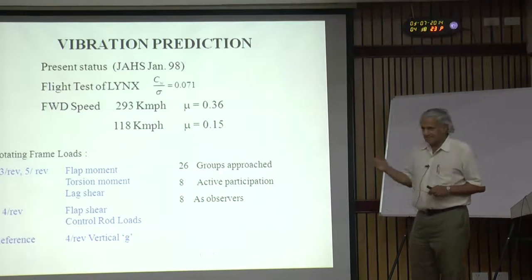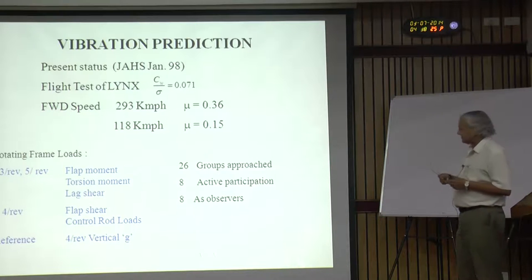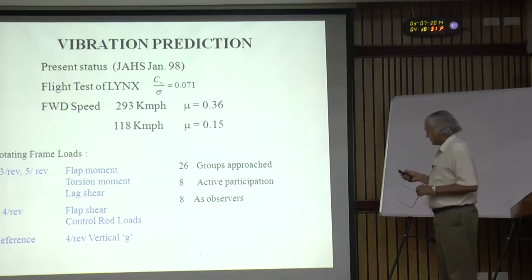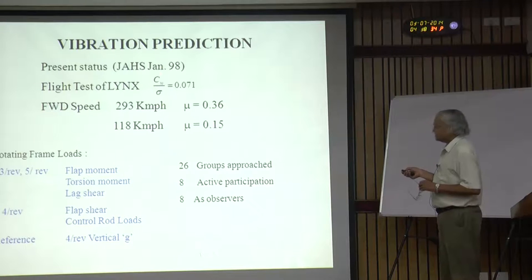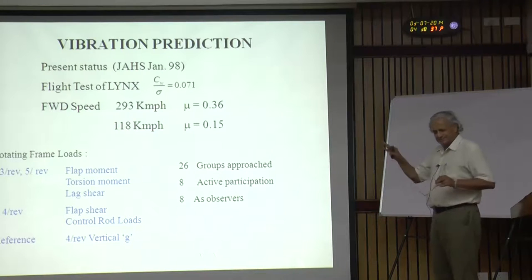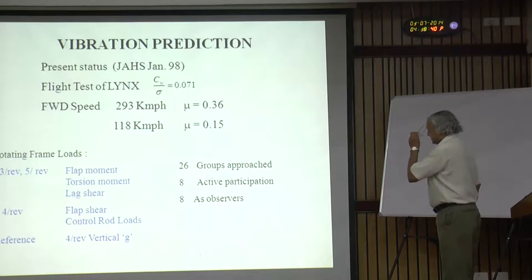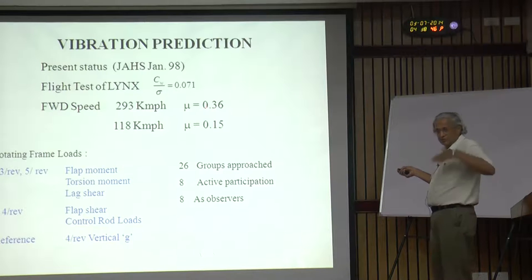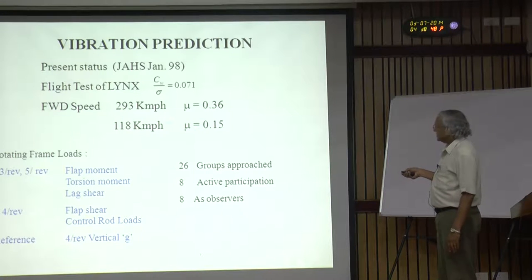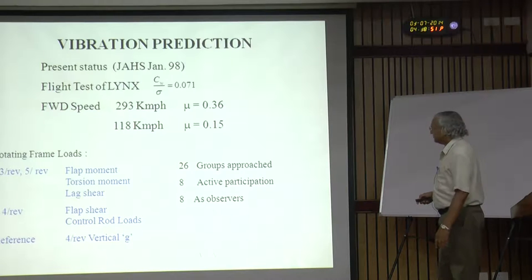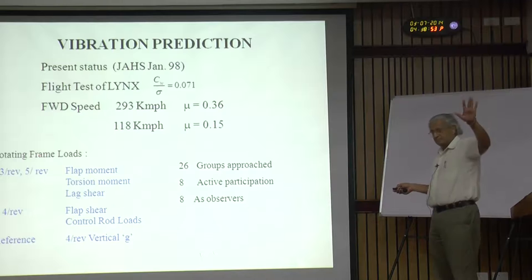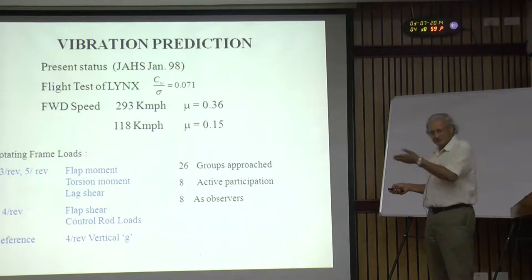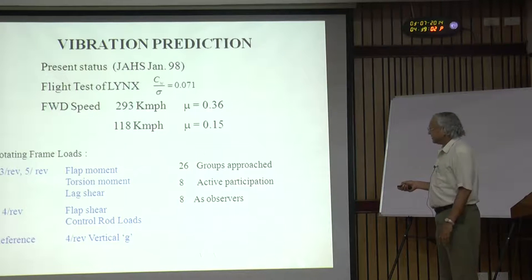In 1898, that is the JAHS, actually the General American Helicopter Society, they took data on one helicopter. This is like a non-dimensional angle. CT by sigma is one non-dimensional parameter. And forward speed, they measured 293. That is somewhat a non-dimensional speed, two speeds, 180 kmph and 293 kmph. And they measured 3 per rev, which is a non-dimensional frequency. Basically, you can take it as 3 times the rotor RPM, 5 times the rotor RPM.